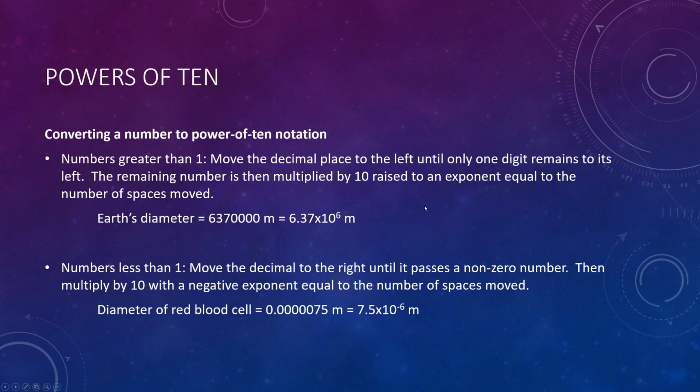Now we do pretty much the same thing for numbers less than 1, just in the opposite way. This time we take our decimal place and move it to the right until you pass the first non-zero number. So I'm going to move once, twice, 3 times, 4 times, 5 times, 6 times to the right. So now our decimal place is between the 7 and the 5. We multiply by 10 again, but this time we raise it to a negative power, because we moved in the opposite direction. So I moved 6 spaces to the right, so it's the -6 power. And this is the diameter of a red blood cell.